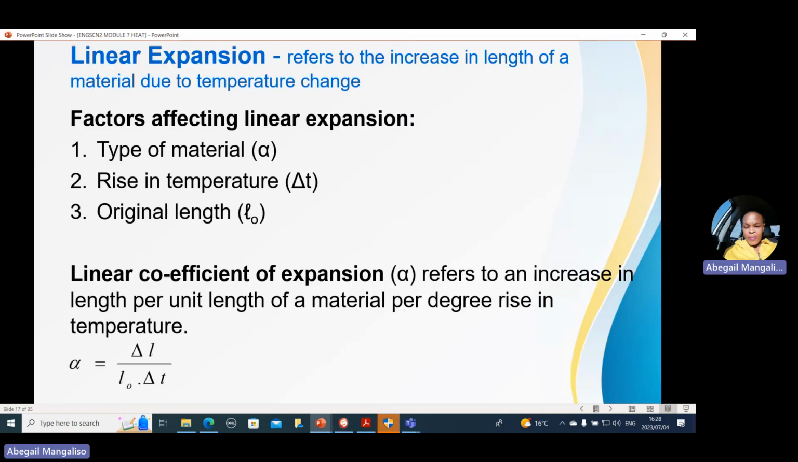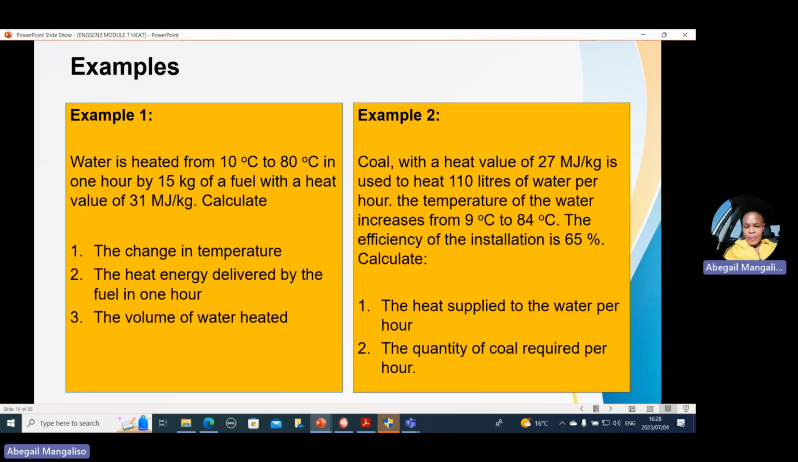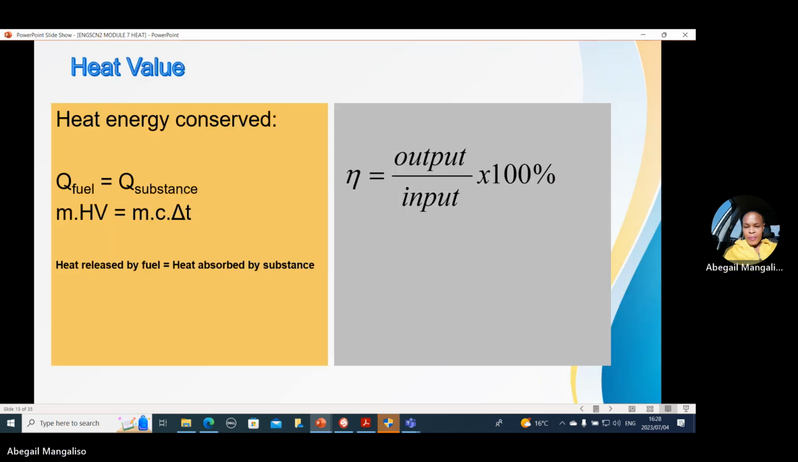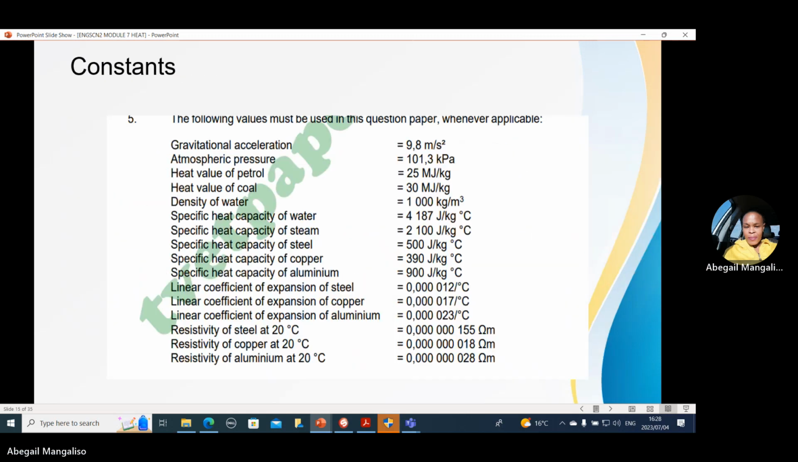This linear coefficient of expansion is a constant value unless the question says determine the type of material, then it can be the unknown. So you use the table to get this linear coefficient of expansion. It is found in this table. Linear coefficient of expansion of steel, copper, aluminum. So these are the values. If a question tells what type of material it is, you come to the table to get the value of alpha.